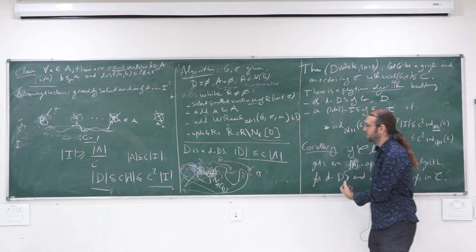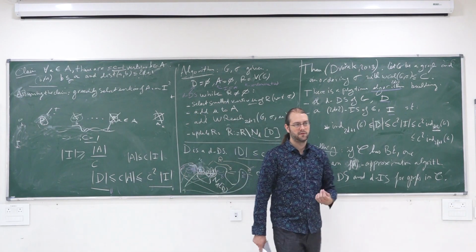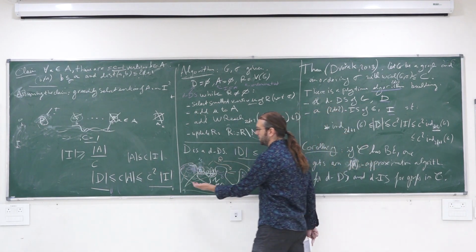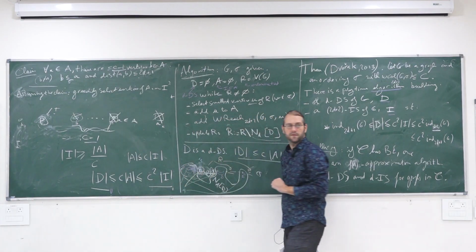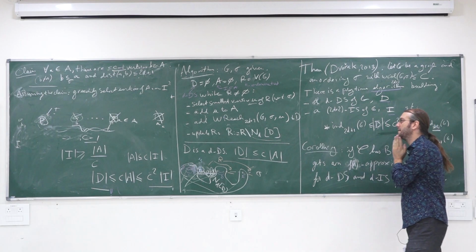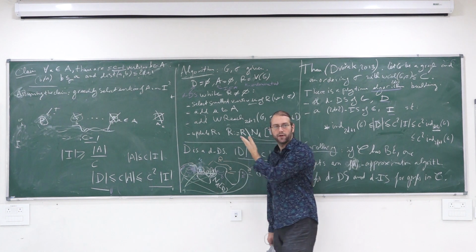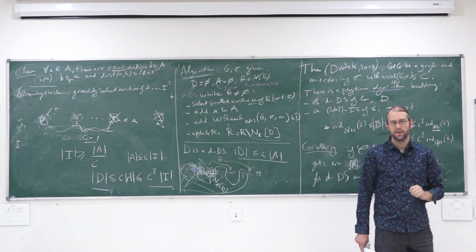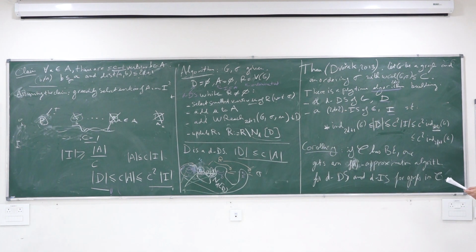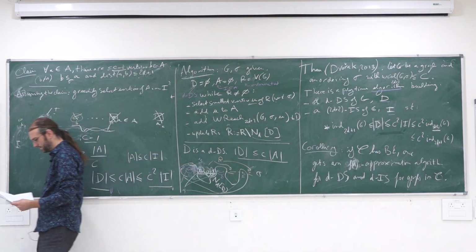And then from this set A, I'm picking at least 1 over C vertices to get I. So that means D is at most C squared I. You get this. So these are the two steps of it. So now it just remains to prove the claim, right? It just remains to prove the claim. And you will see that the arguments will ring a bell, it will look a little bit like what we did yesterday.